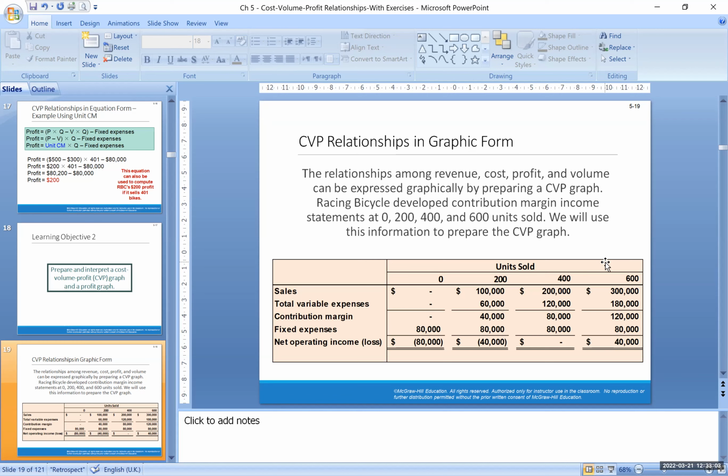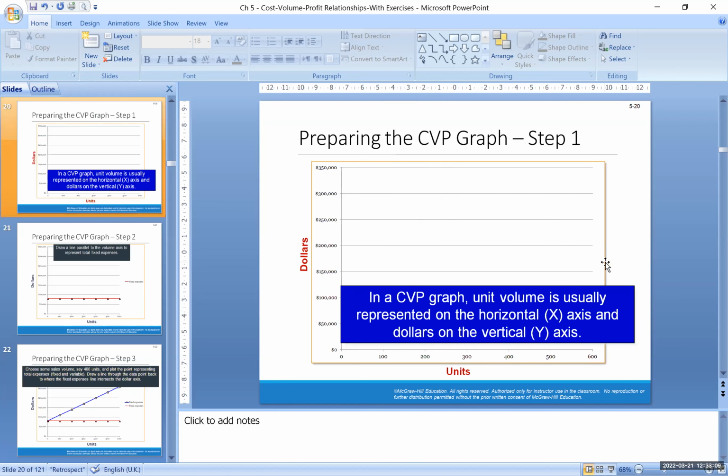For learning objective number 2, we will use these 4 levels just to draw a graph representing the cost, volume, profit analysis graph. If we start to prepare the cost, volume, profit graph, the first step is to draw the CVP graph. Unit volume is usually represented on the horizontal x-axis, and the dollars, or the costs, on the vertical y-axis.